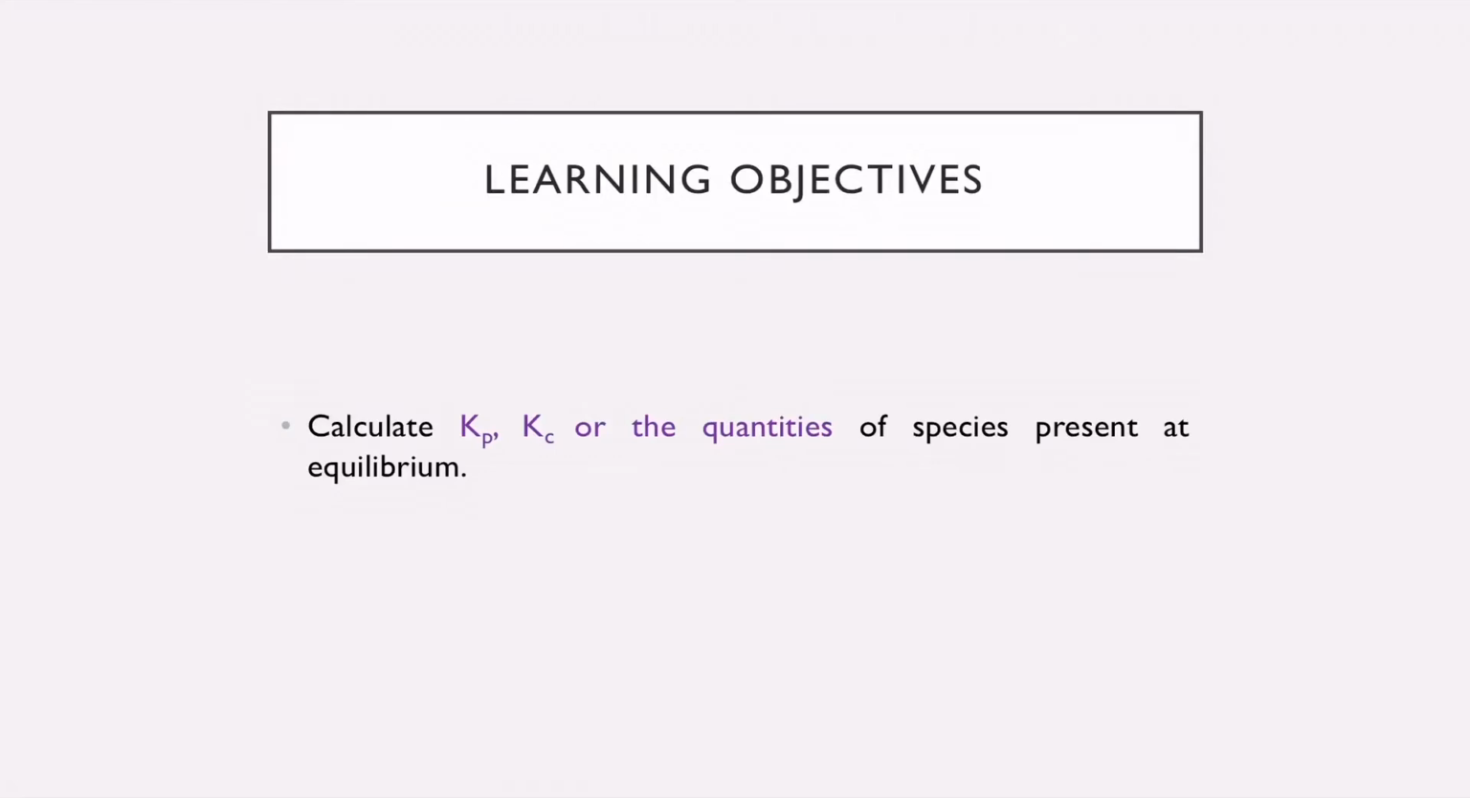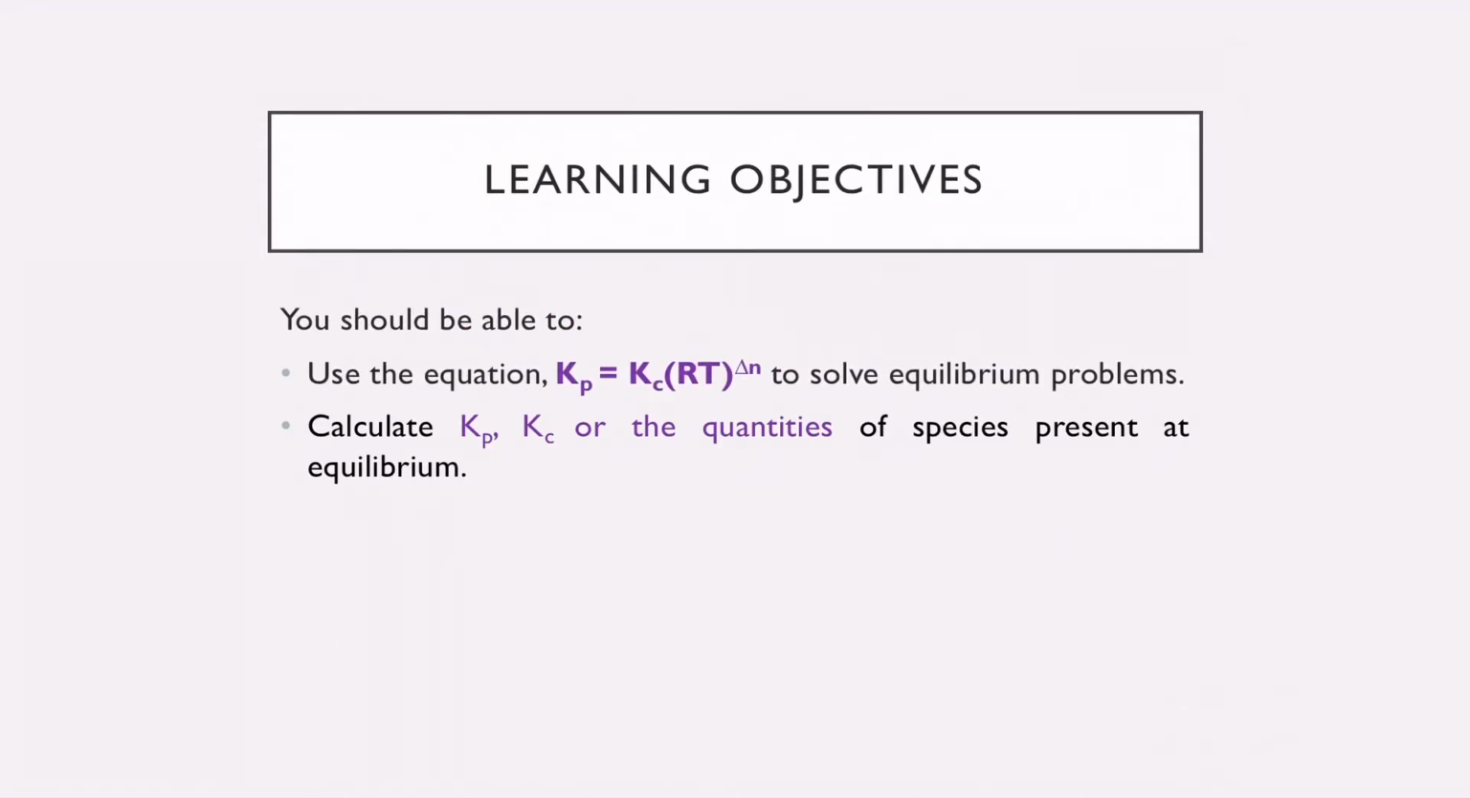Hi guys. So we're going to continue with part 2 of subtopic 6.2. Our learning objectives will be to use the equation Kp equals Kc(RT)^Δn to solve equilibrium problems, and we're going to calculate Kp, Kc or other quantities at equilibrium. So this one, there's two ways.